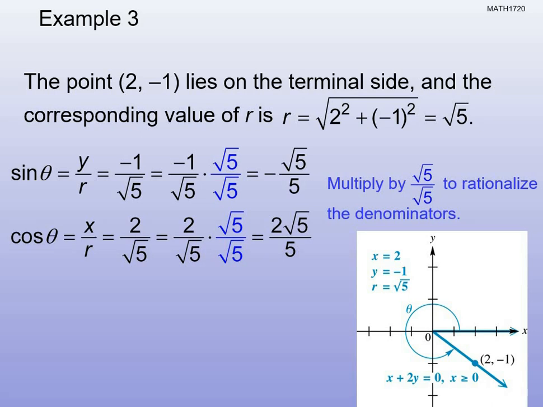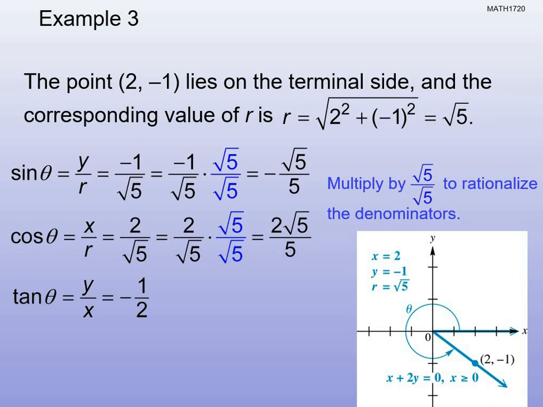So please remember that you have to rationalize your denominator. All your answer choices on your homework and test will not have a square root in the denominator, so you need to make sure that you remember how to do that skill. Lastly, if we look at tangent, tangent of theta is vertical over horizontal. Our vertical component, the y value, is -1, and our horizontal value is 2, so we get -1/2.